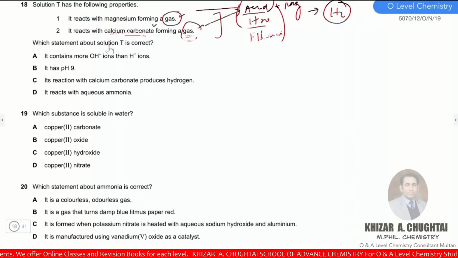Which statement about solution T is correct? It contains more OH negative ions than H positive ions, meaning it's alkaline. No, it is not alkaline. It has pH 9, again meaning it should be alkaline. No, it is not alkaline.